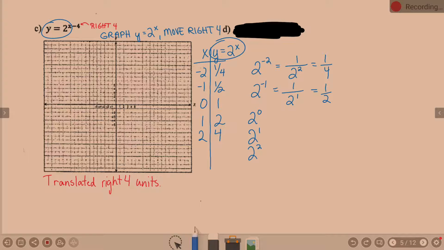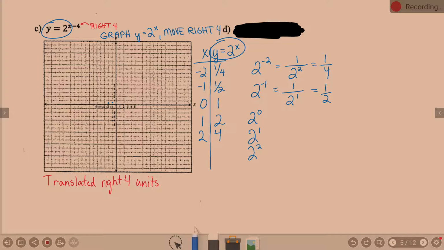Okay, what did I suggest we're going to do? Graph these and then move them right 4. Or if you want to graph them, move them right 4 as you graph them, that's fine. So, negative 2, 1/4. Left 2, up a teensy weensy bit. Is that the right vocabulary for this class? Yep. Okay. Negative 1, 1/2. Left 1, up a half. I guess it's still that teensy weensy bit, isn't it?